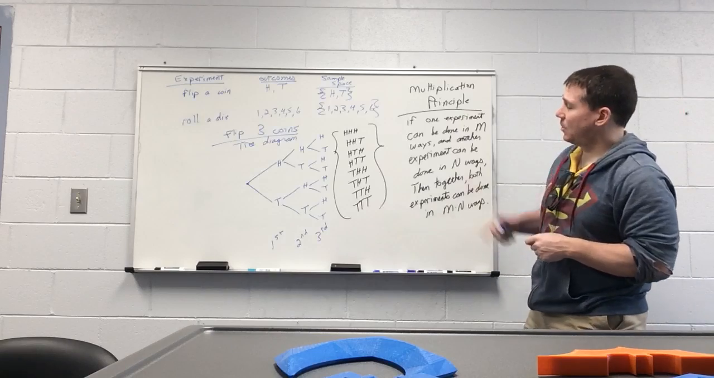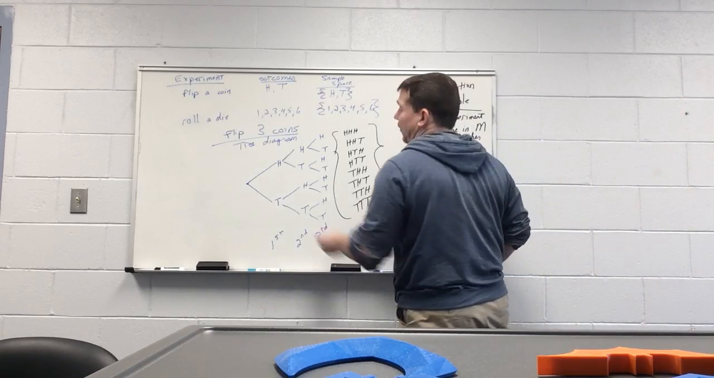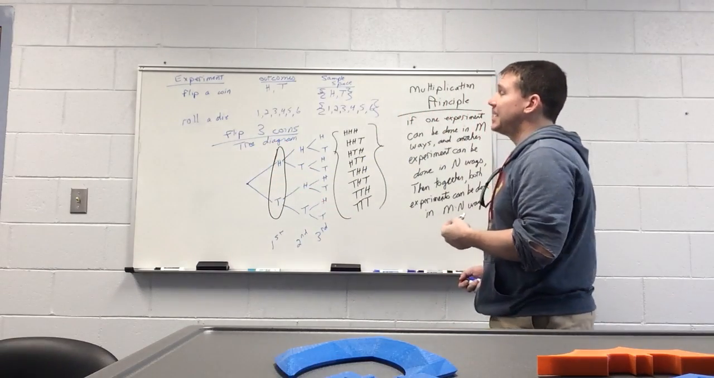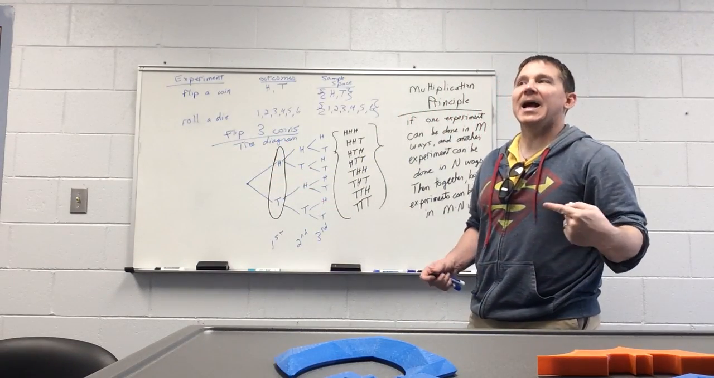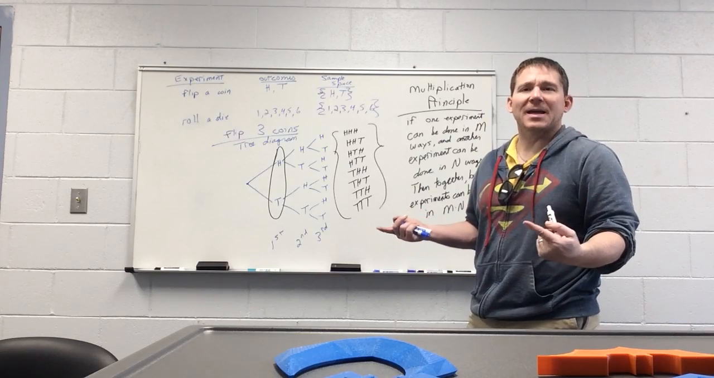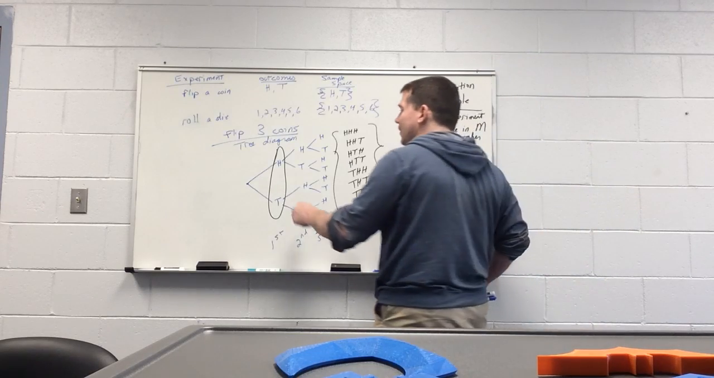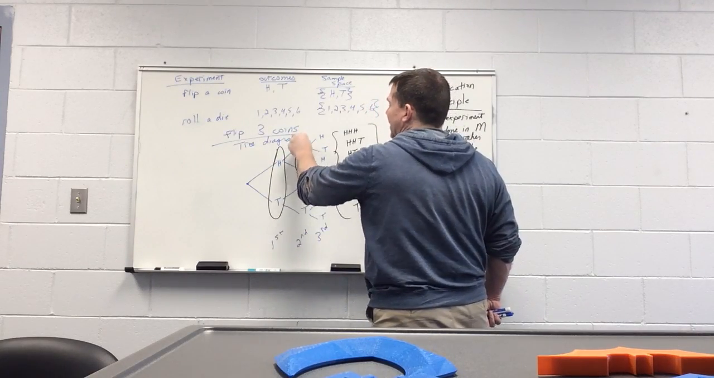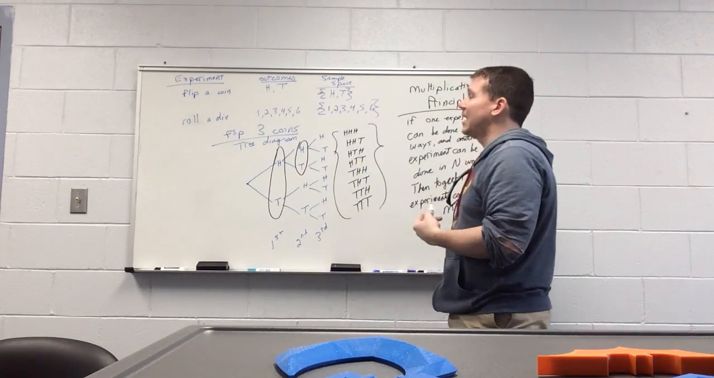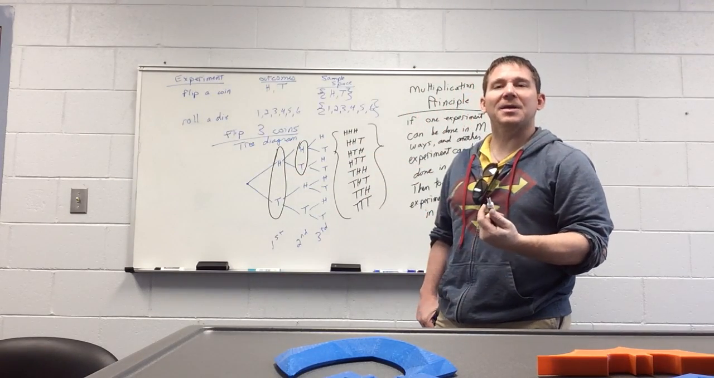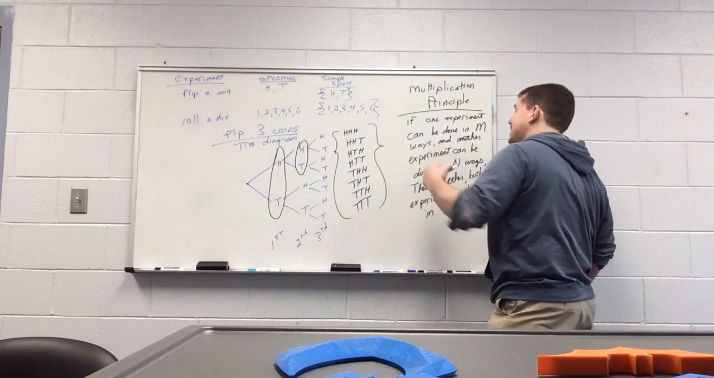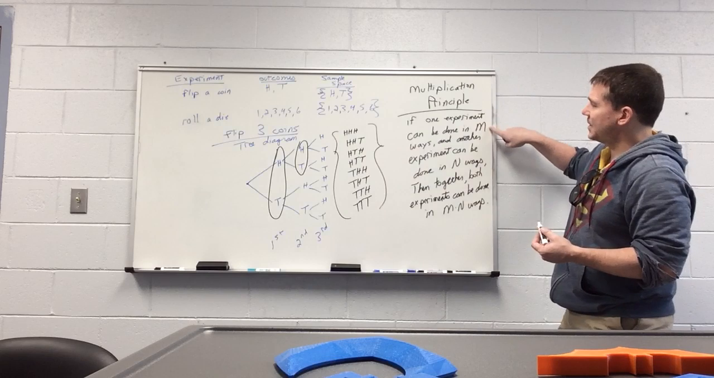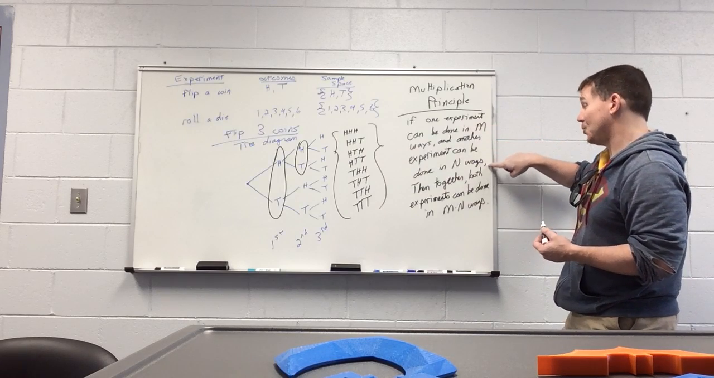And the idea is, well, right here, perform an experiment. Say this one right here. This experiment can be done in 2 ways. I flip a coin, I get 2 outcomes, heads or tails. Perform another experiment. My second experiment is to flip the coin again, and I get 2 outcomes, heads or tails. According to this, the first flip can be done in 2 ways, the second flip can be done in 2 ways.